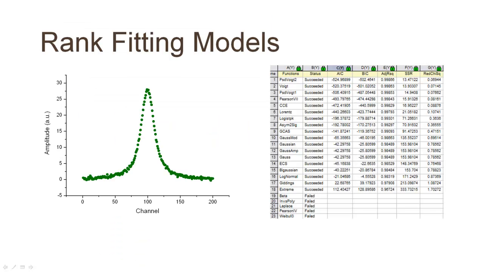The new Rank Models tool allows you to fit a set of data with multiple fitting functions at one time. The results are ranked by lowest BIC AIC values, thus allowing you to select the function which best fits your data. In this case, the data was fit with a collection of peak functions, and the PsdVoigt2 function yielded the best fit result.